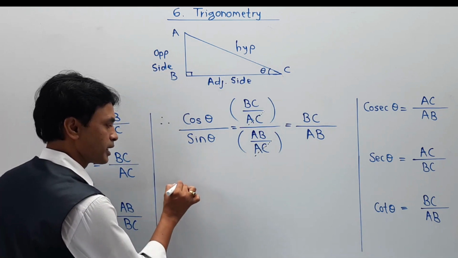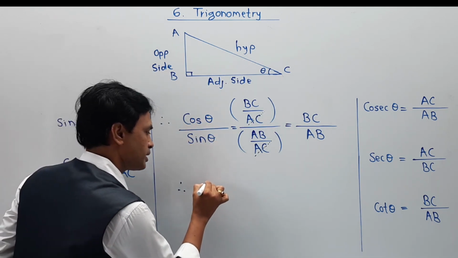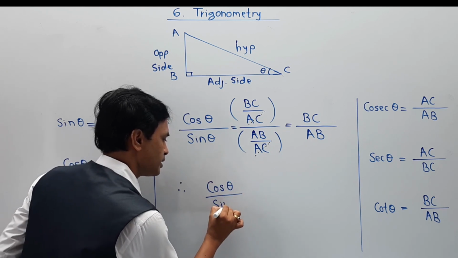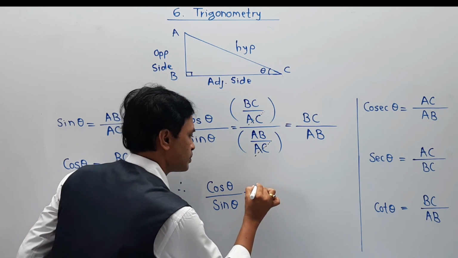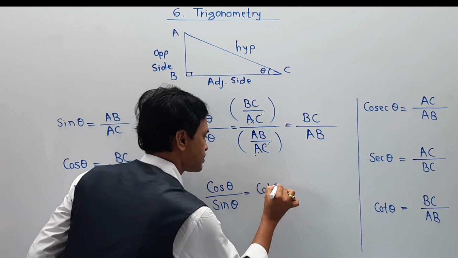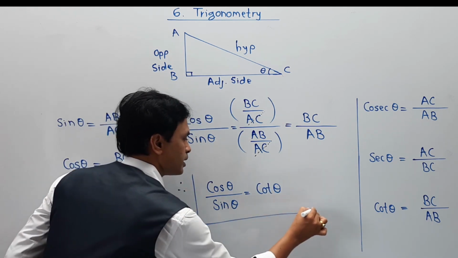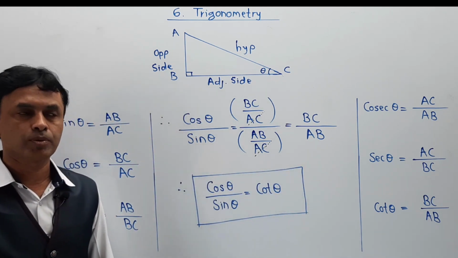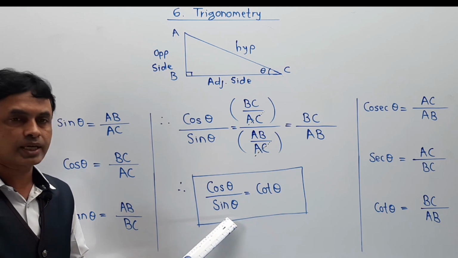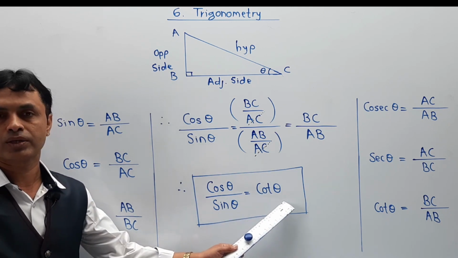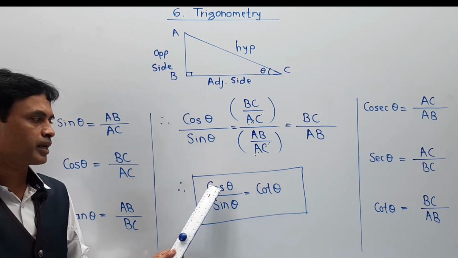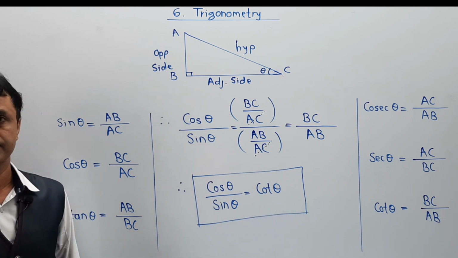So naturally you are getting the result: cos theta upon sin theta is equal to cot theta. So student, remember this formula very carefully. Sometimes in a numerical you are getting cos theta upon sin theta, and you can replace it by cot theta. Or sometimes in a numerical you are getting cot theta, and you can replace it by cos theta upon sin theta.